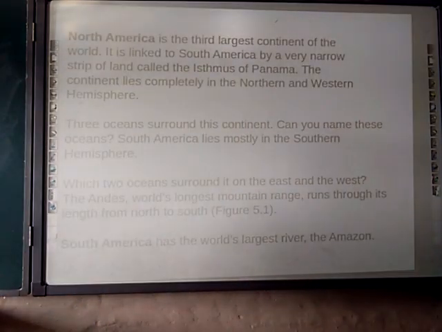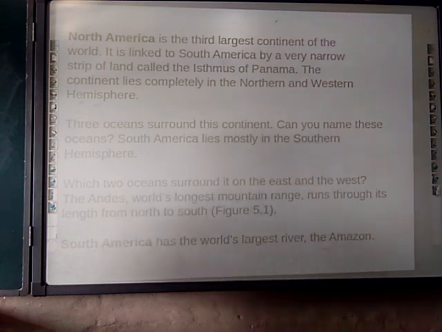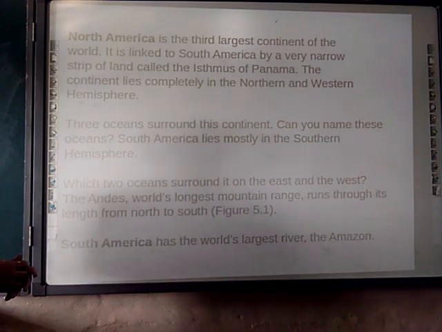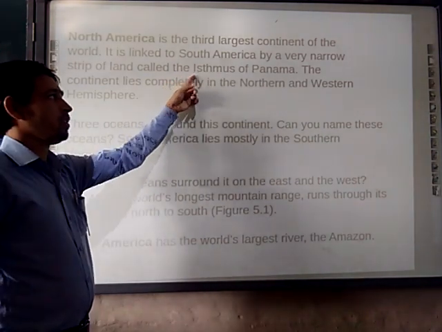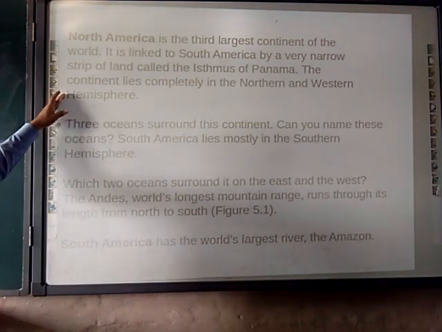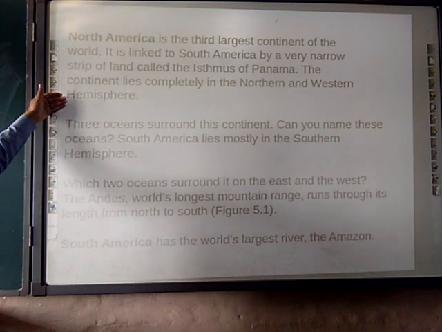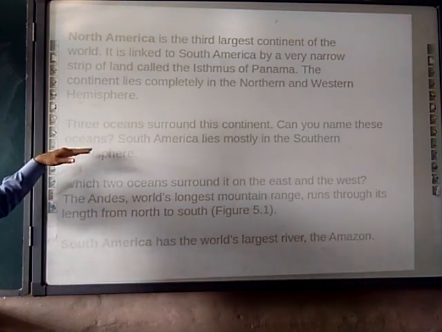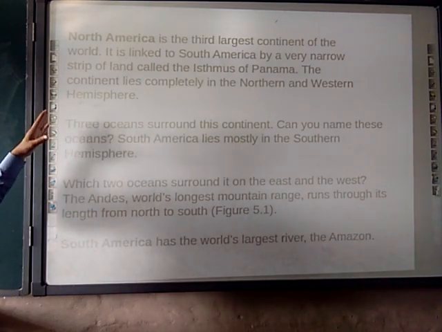Next, North America and South America. North America is the third largest continent of the world. It is linked to South America by a very narrow strip of land called the Isthmus of Panama. The continent lies completely in the northern and western hemisphere. Three oceans surround this continent, and you can name these oceans by seeing the map.